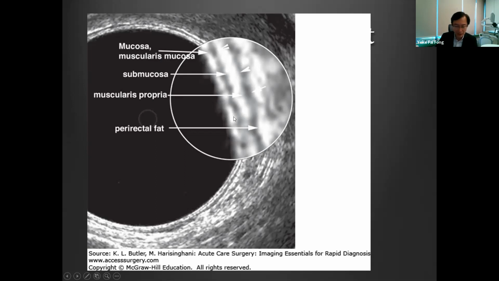Okay, so this is on transrectal ultrasound, which looks at the rectum from the inside out, right? But we are gynecologists, so we will do a transvaginal ultrasound, looking at the rectum from the outside, from the vagina into the rectum.